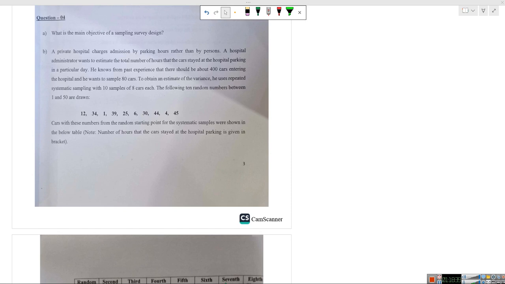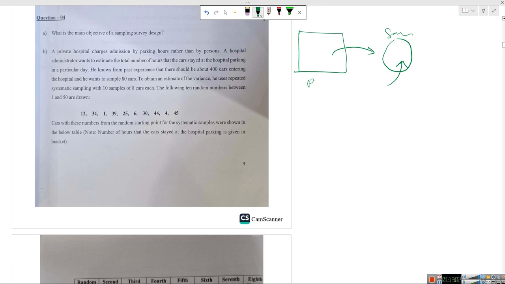In the fourth question, in the A part, they are asking what is the main objective of sampling survey design. So sampling survey design means, in statistics, we will have a population, and from the population we will take the sample. Now this is the sample, and we will obtain the information about the population using the summary of this sample.